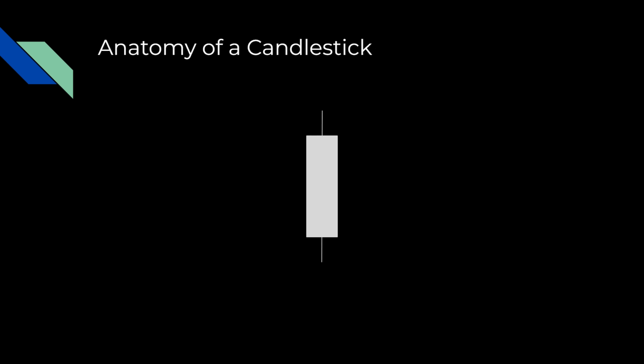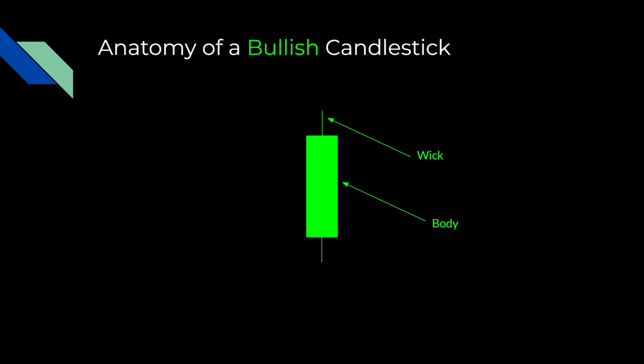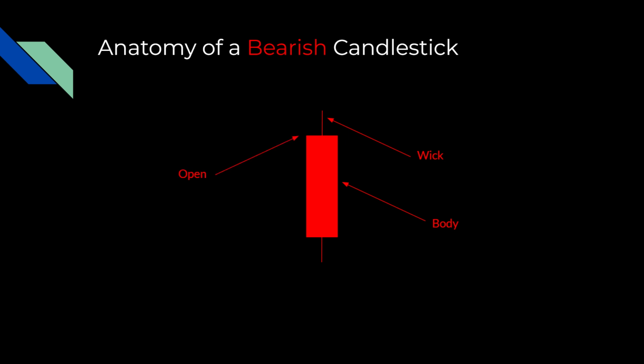Anatomy of a candlestick. The lines you see at the top or bottom is called a wick. The middle of a candlestick is called a body. The length of the body is based on the open and close price of a candle. A bullish candlestick is colored in green. In a bullish candlestick, the candle opens at the bottom of the body and closes at the top of the body. A bearish candlestick is colored in red. The opening of a bearish candlestick is at the top of the body and closes at the bottom of the body. Now that we know the basics of a candlestick, let's move on to some basic candlesticks you may see.